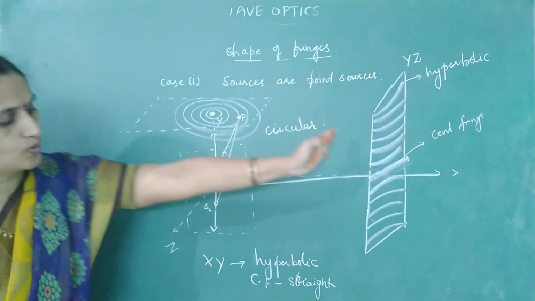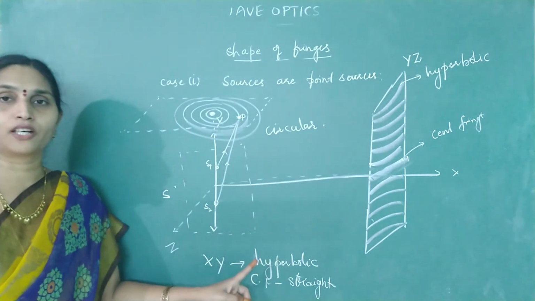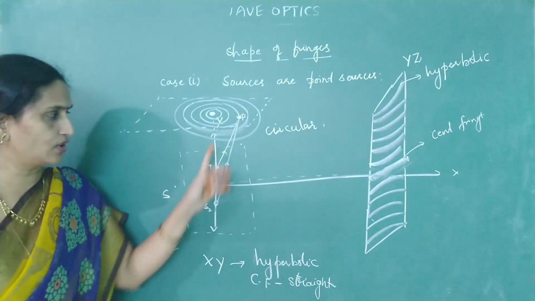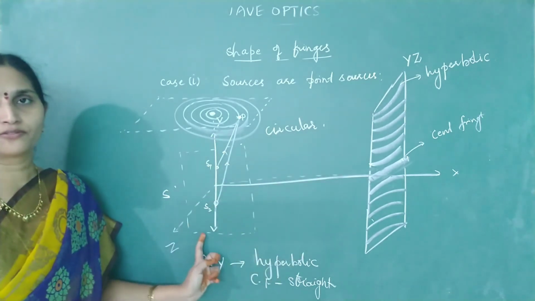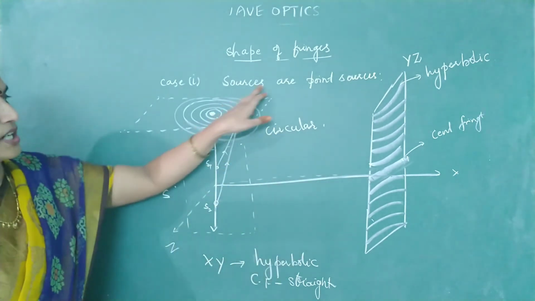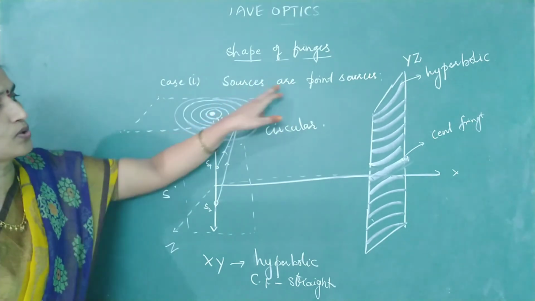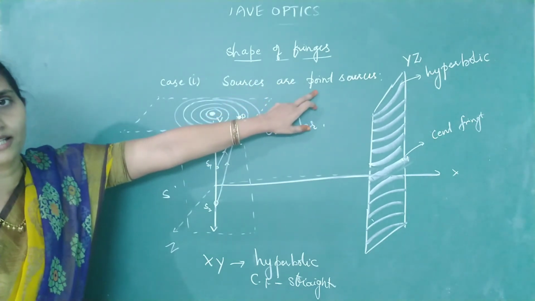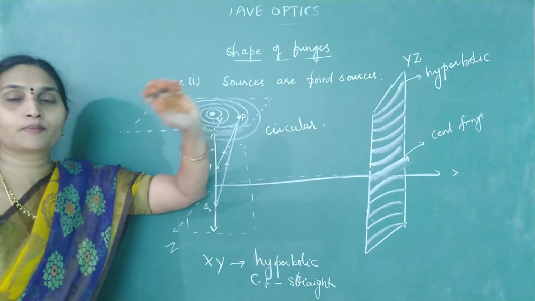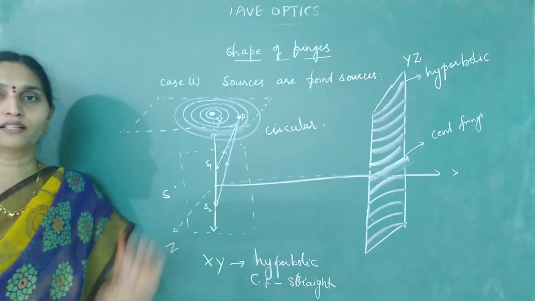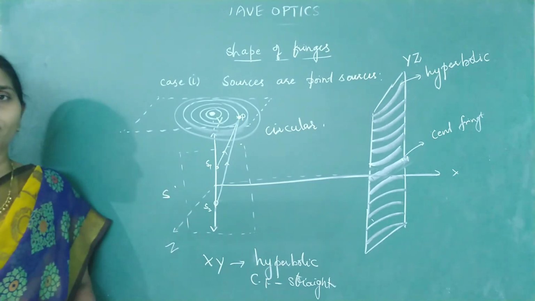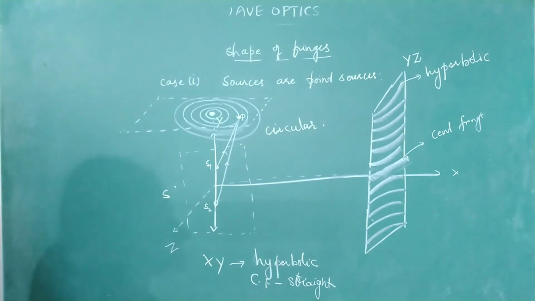For the remaining two planes, what is the shape of the fringes? It will be hyperbolic fringes. We are not deriving any equations for it, only trying to understand the shape of fringes. So this is for which type of sources? When the two sources are point sources of light. But in general, in Young's double slit experiment, we don't always use point sources. We will be using rectangular sources. So let us see what would happen in that case.